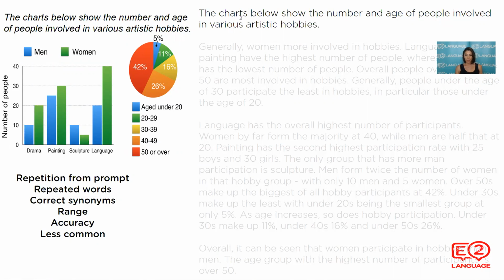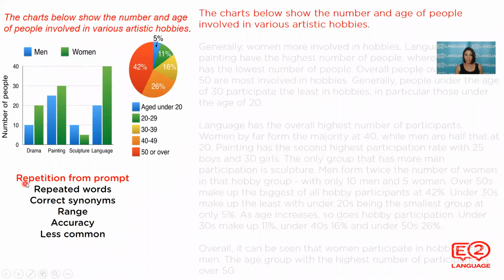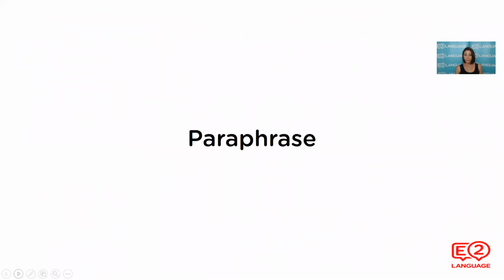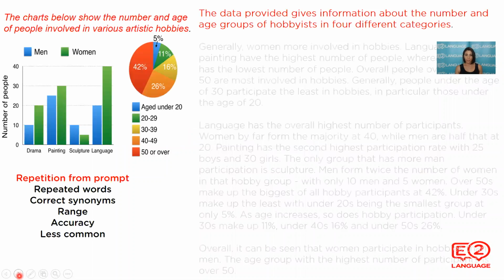And now let's look at my introduction. The charts below show the number and range of people involved in various artistic hobbies. So what have I done there? What's the mistake? I've actually repeated the prompt. I've just copied it. So what do I need to do to show that I have a good range of vocabulary? I need to paraphrase the prompt. So here's an example. The data provided gives information about the number and age group of hobbyists in 4 different categories. Okay, so this is an example of showing a wide range of vocabulary, being able to paraphrase correctly.